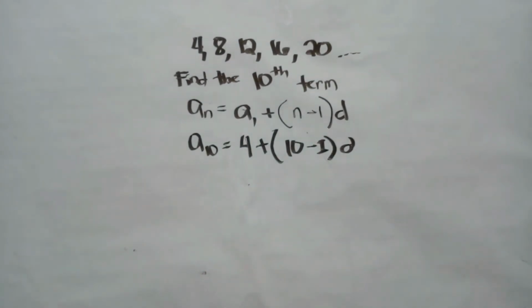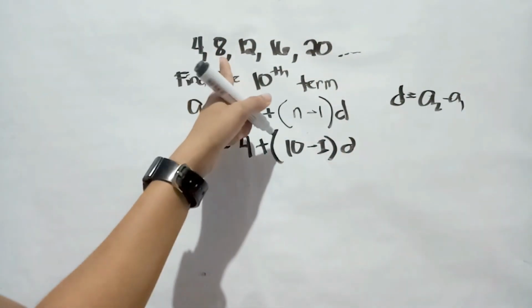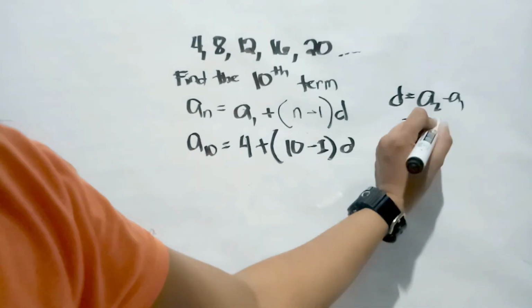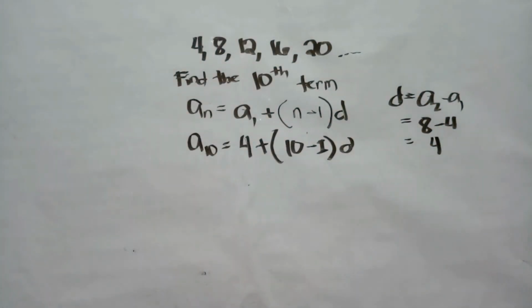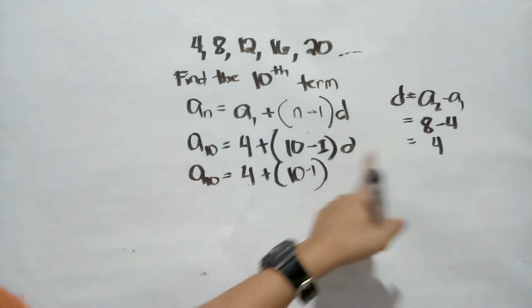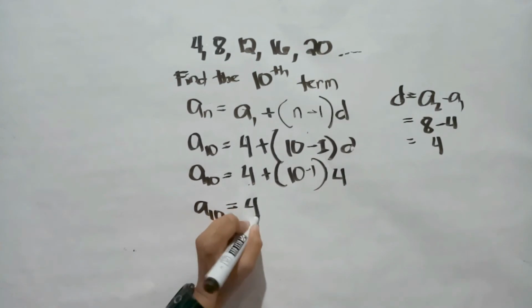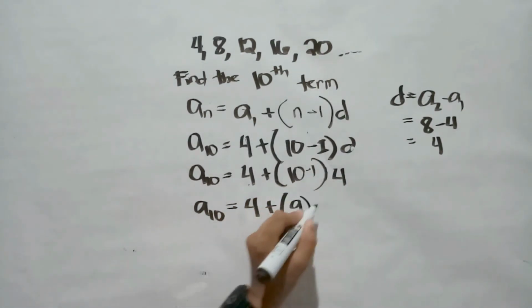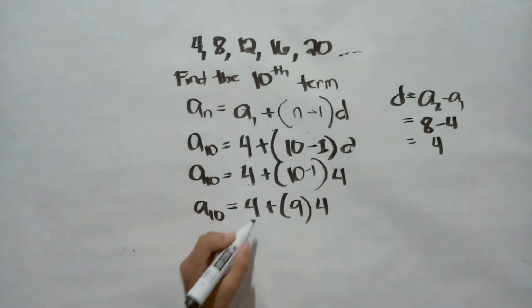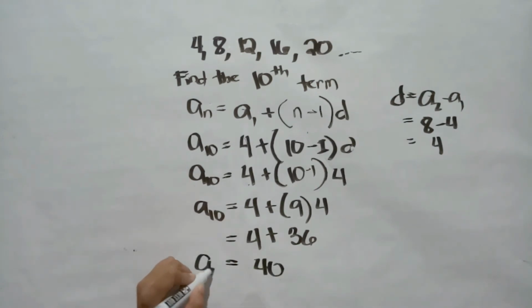Then solve for letter d, or the common difference. d is equal to a sub 2 minus a sub 1. So your a sub 2 is 8 minus a sub 1. So 8 minus 4 is equal to 4. So substitute, a sub 10 is equal to 4 plus 10 minus 1, times 4 for the common difference. Then solve. A sub 10 is equal to 4 plus 10 minus 1, which is 9, multiplied by 4. Proceed. 4 plus 9 times 4 is equal to 36. Then 4 plus 36 is equal to 40. Therefore, your a sub 10 is equal to 40.